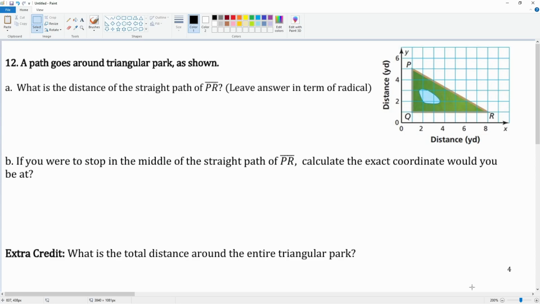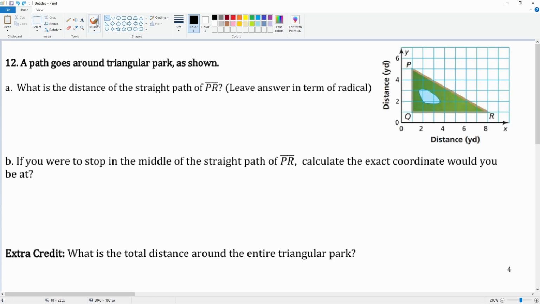The path goes around this triangular park as shown. What is the distance of the straight path of PR? So it's basically this length that we are looking for here. To do that, we can apply the Pythagorean theorem to look for the parts of it.